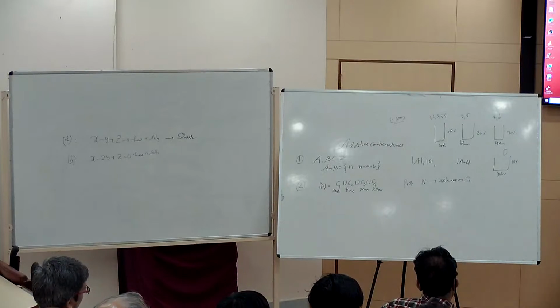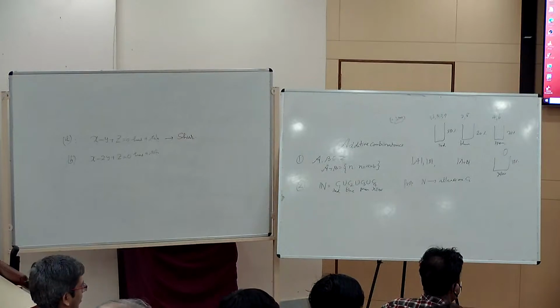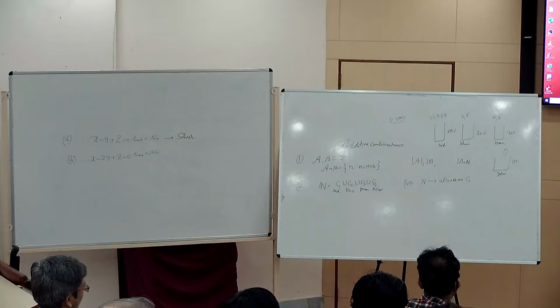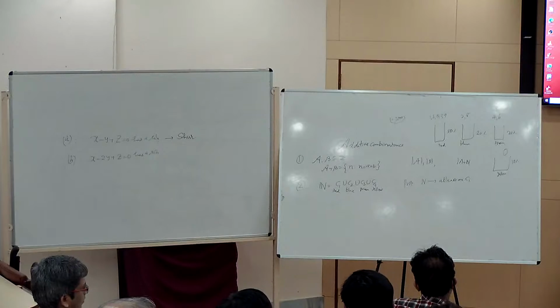Okay? Can the red give a solution for x minus y plus z equal to 0? No. Why not? X will be odd, then y will be odd, z will be odd, and there is no way x minus y plus z equal to 0. Okay? And is it possible that blue can give you a solution for x minus y plus z equal to 0?